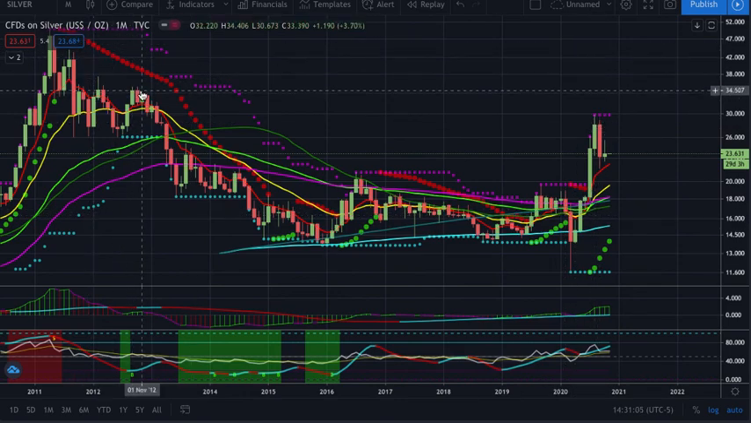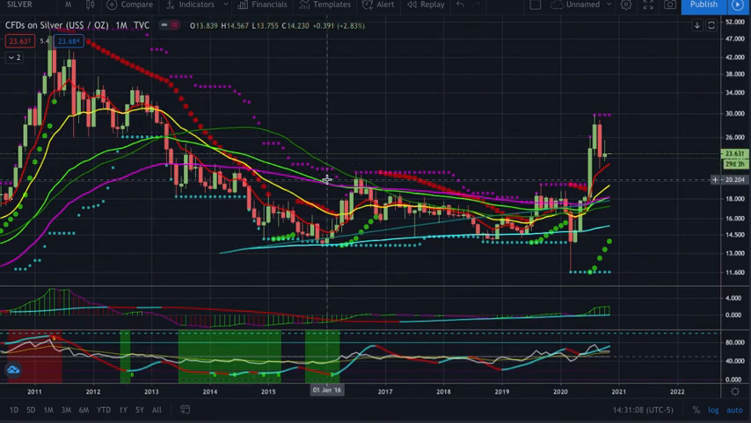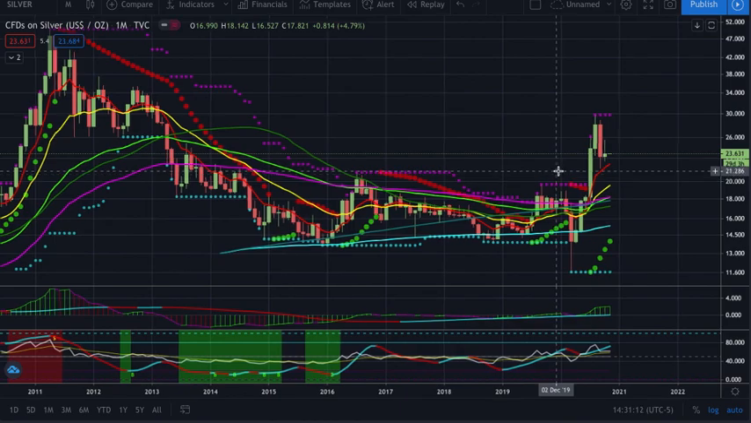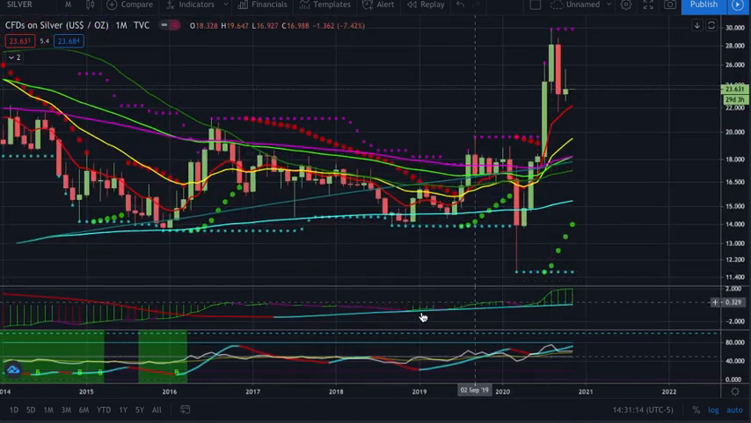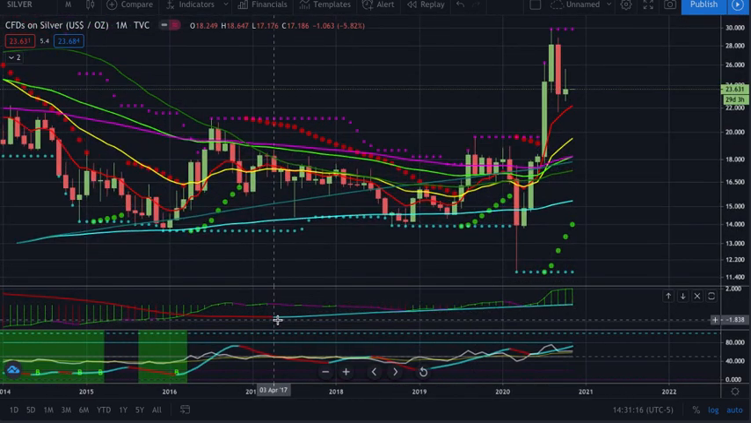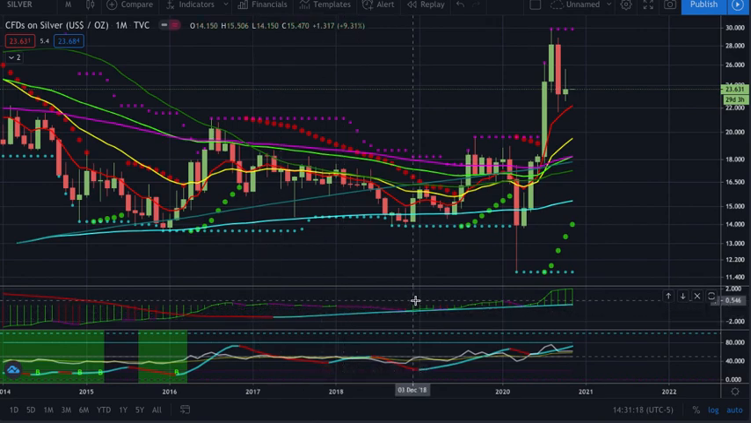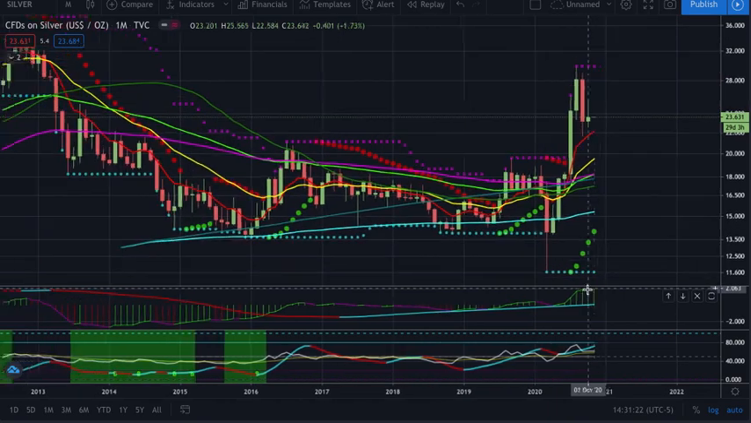Next key resistance, 35 bucks. Next key support, 20 bucks. But essentially, we are in a monthly uptrend. We flipped the slope over with the histogram right here. Found support, found support, found support. Still on the move to the upside.